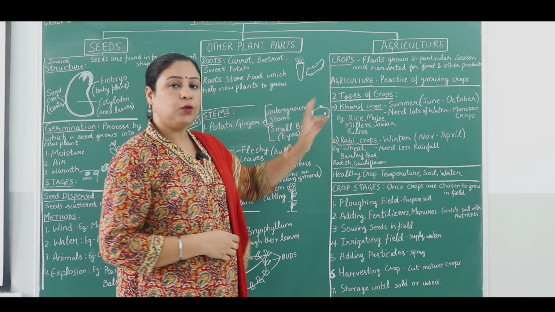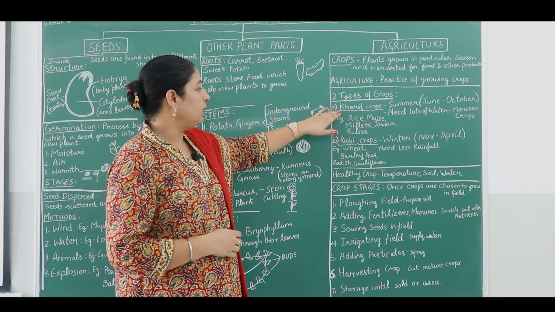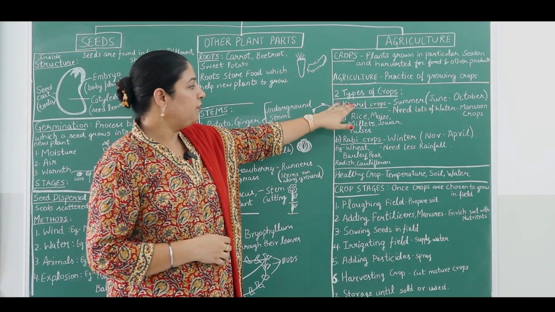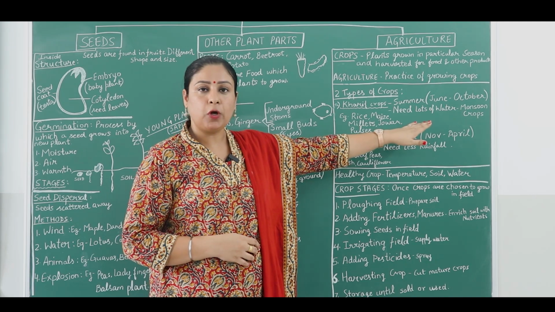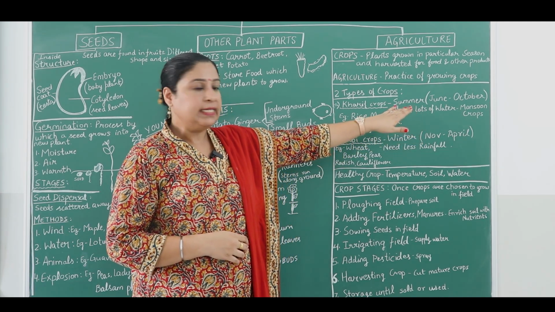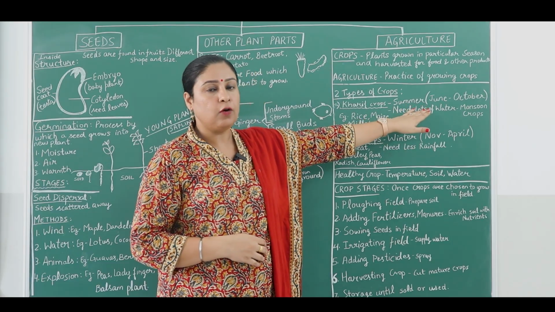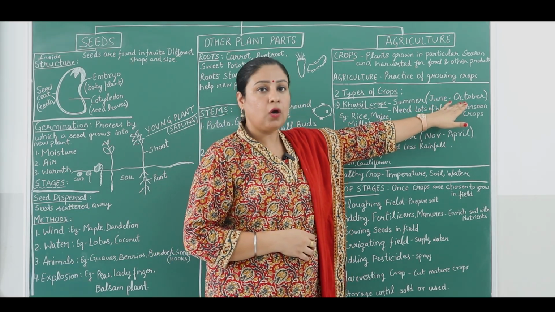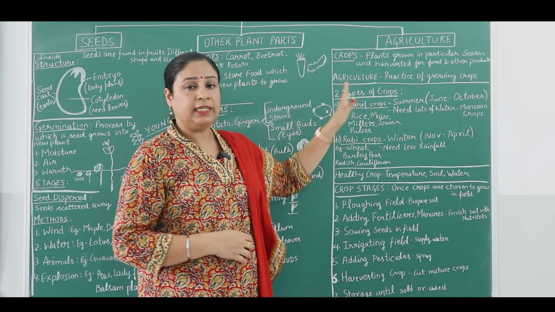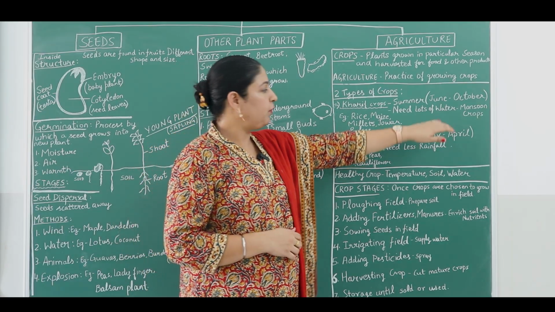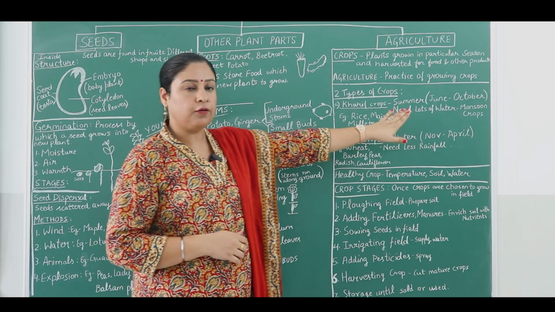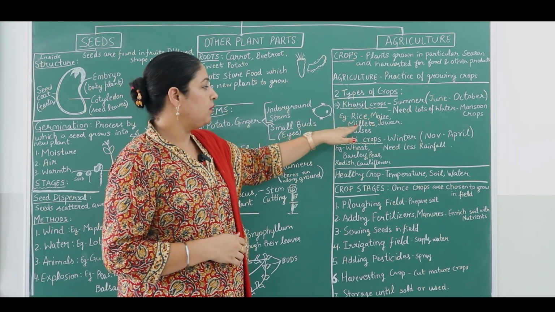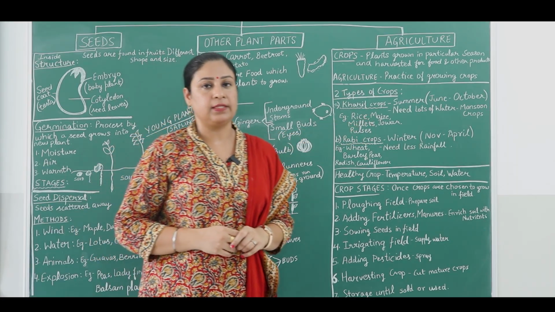Now, there are two types of crops. The first one is kharif crops and the second one is rabi crops. Kharif crops are also known as monsoon crops or the summer crops. These are planted before the starting of monsoon, around in the month of June, and are harvested in the month of October. These crops need lots of water. That's why they are sown before the onset of monsoon. The example of kharif crops are wheat, maize, millets, jowar and some pulses.